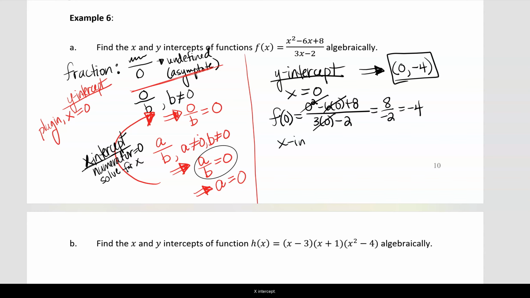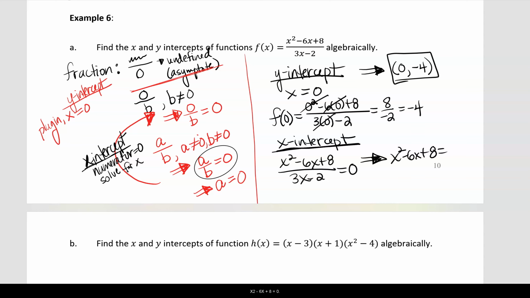The x-intercept is going to happen when the numerator equals 0, because we have x squared minus 6x plus 8 over 3x minus 2 equals 0. And as long as we're not going to get a value that takes our denominator to 0, on this other side, this 0 could be divided by anything. So that works out to x squared minus 6x plus 8 equals 0.